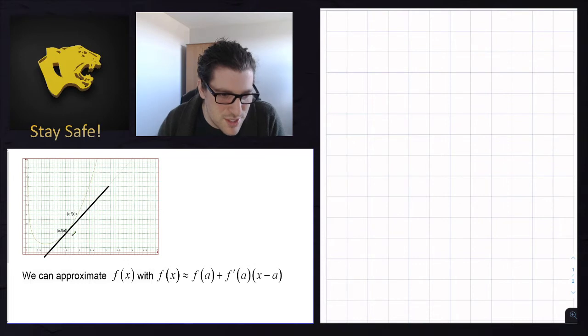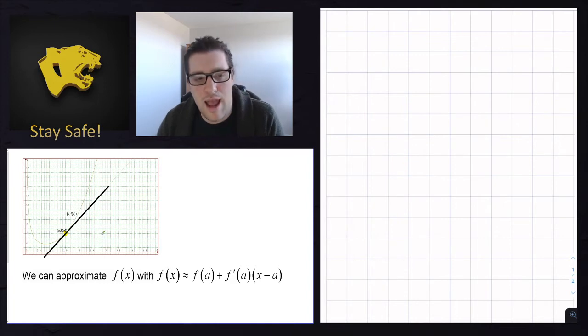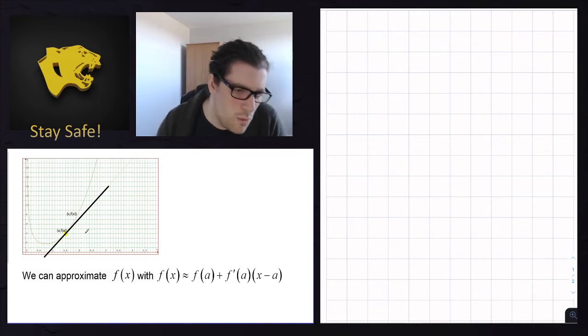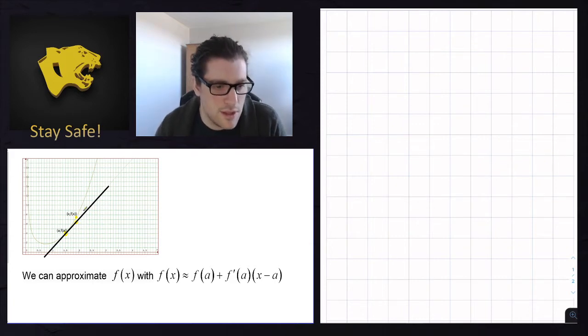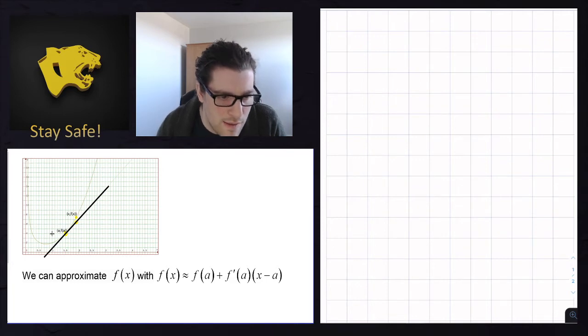All right, so what we're going to do is say that at that value right there, we are at f of a. What we want is to estimate the value here by using the value here instead. So how do we get that value on the line?